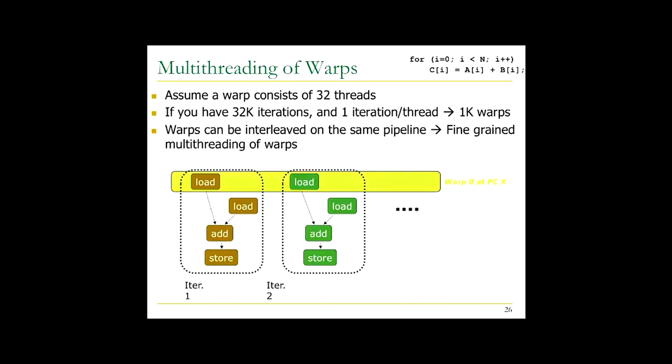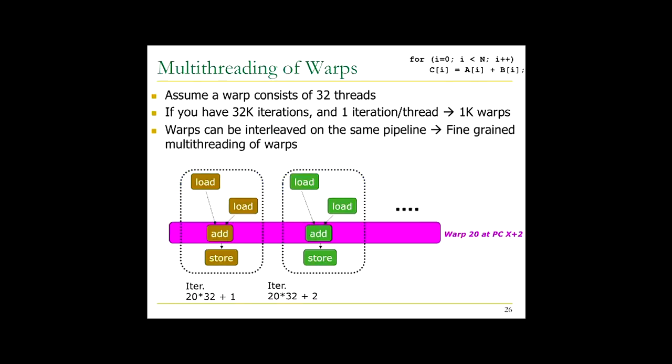So let's take a look. Let's say this is your warp 0 at program counter X. You have 32 of these iterations bundled into it. And you fetch this one. In the next cycle, you fetch warp 1 at program counter X, the next iterations. In the next cycle, you can fetch warp 2. In the next cycle, we can fetch warp 3. In the next cycle, you can fetch warp 4, and so on. Right? Basically, you're multi-threading across this granularity of the warps.